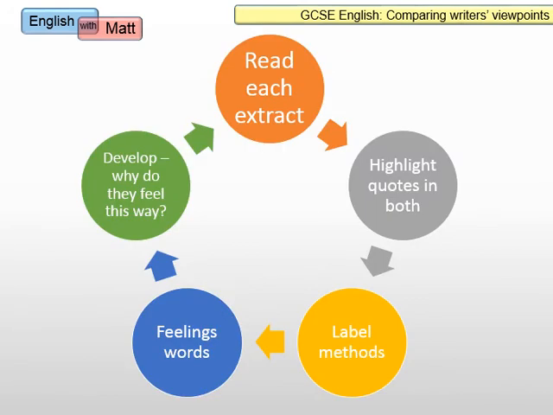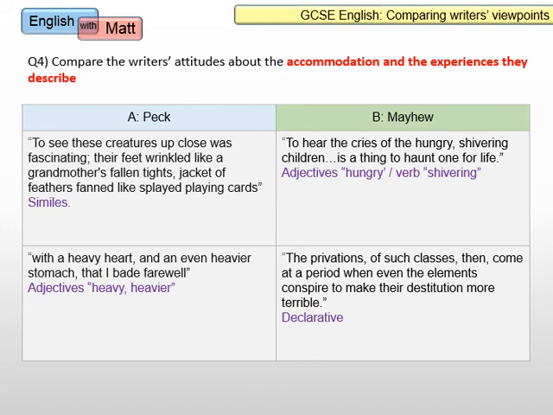The next thing we have to do is look at those quotes and try and find some methods. We have to try and find if we have any language techniques or any sentence types at play. So you can see that I've now added that in here in purple. We've got a couple of similes, some adjectives, a verb, and also a declarative sentence. So we've got a variety here of sentence types, word types, and language techniques. So we've got a good spread here of devices. And it doesn't matter what devices they are, as long as you refer to them.